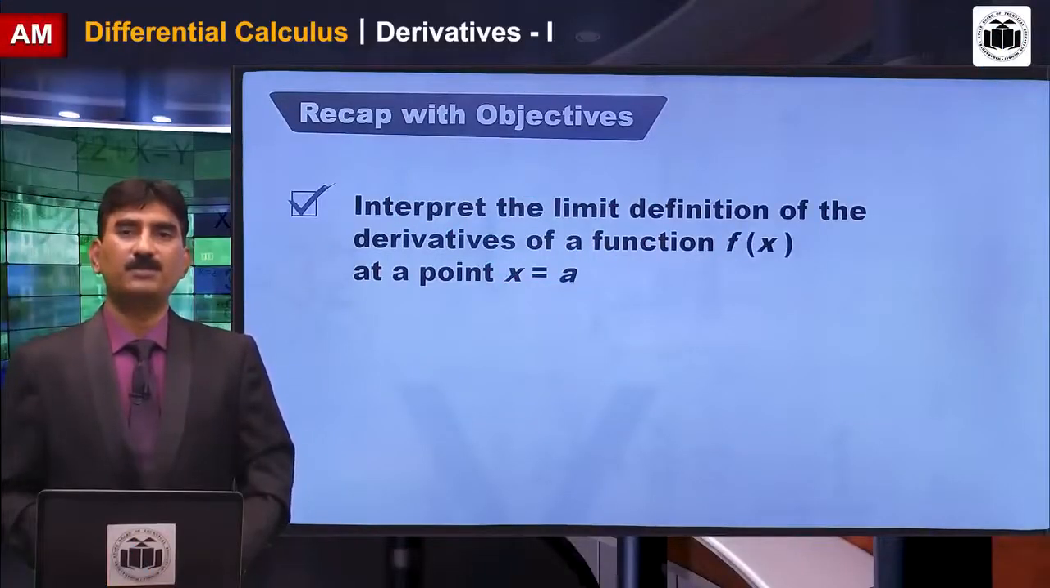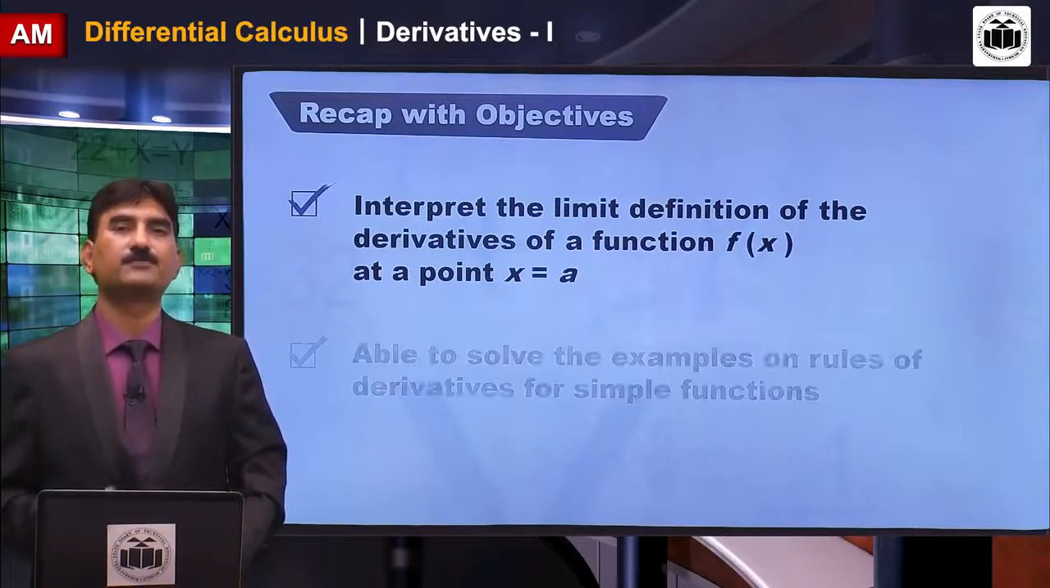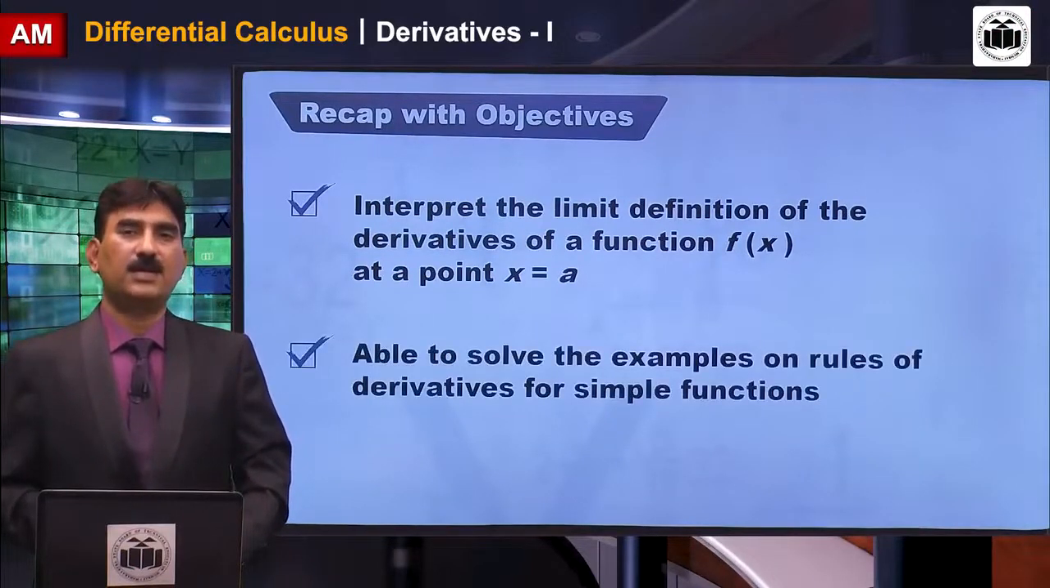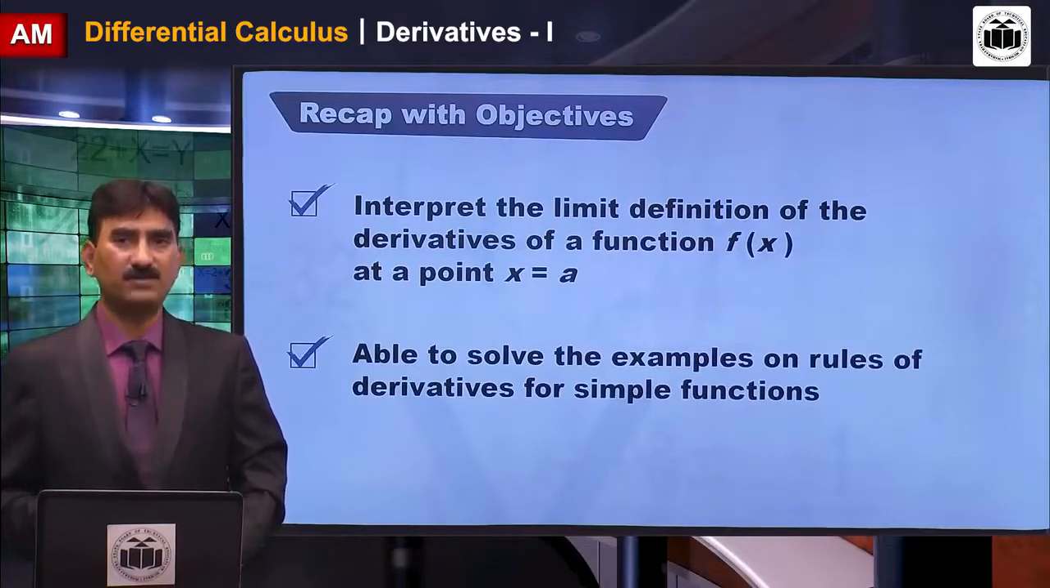Interpret the limit definition of the derivative of a function f(x) at any point x equal to a. Second, be able to solve the examples on rules of derivatives for simple functions.